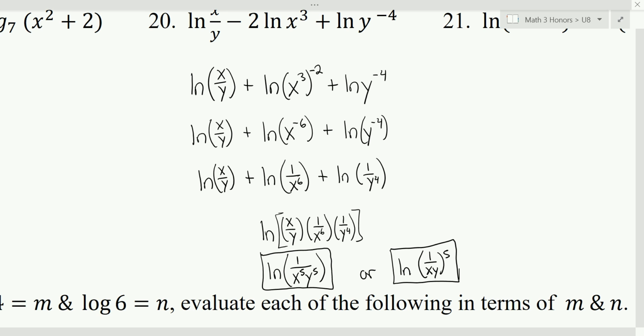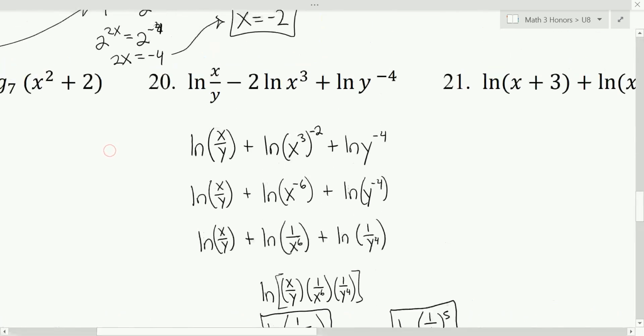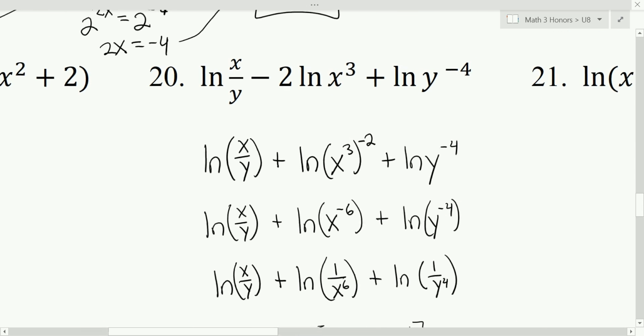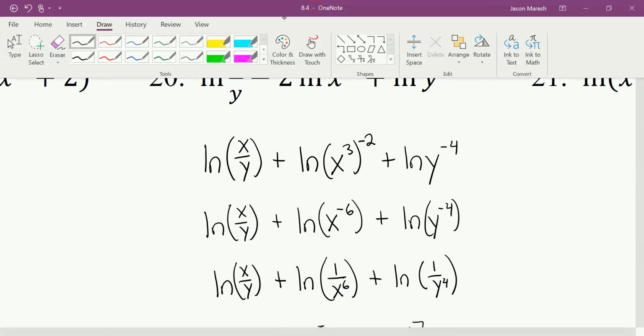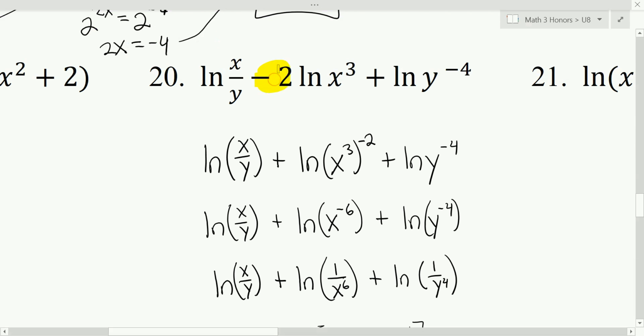Anybody get that? Where'd you get stuck then? The very beginning, okay. So remember in the very beginning, what I'm looking for is there a number in front of one of the logs? And there was, right here. So that's the only thing I had to deal with, because the other logs didn't have anything in front other than a 1. So I made that my exponent of what was already there. So I had an x cubed there, so I made the exponent the -2.